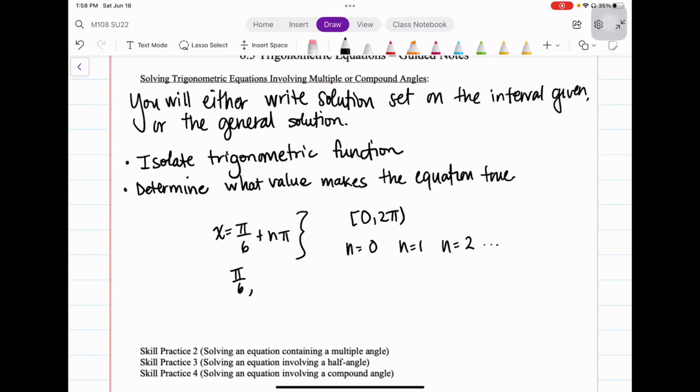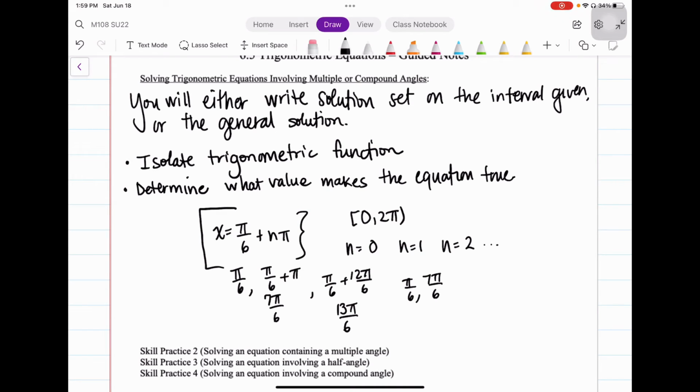If n equals 1, we have pi over 6 plus pi, and that's 7 pi over 6, which is still less than 2 pi. If n equals 2, we have pi over 6 plus 12 pi over 6, or 13 pi over 6, which is too large. It's bigger than the interval. So the ones that work in this interval would be pi over 6 and 7 pi over 6. That's how you find your solution set on the interval given, and the one using the multiples is the general solution.